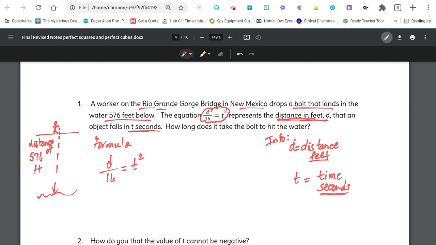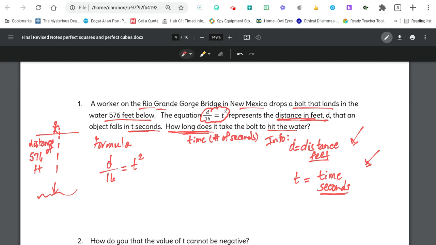The question says, how long does it take the boat to hit the water? In other words, after how many seconds will the boat hit the water? So which one of these variables am I looking for? Am I looking for d, which is distance, or t, which is time? Well, if it says how long will it take the boat to hit the water, I'm looking for time. Again, the number of seconds it's going to take that boat to hit the water.